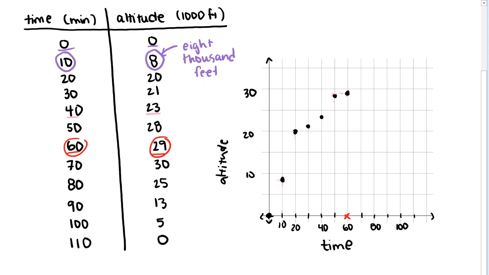I'll keep plotting some more, but I'll go through this next bit a little bit quicker. So at 70 minutes into the flight, we're at an altitude of 30,000 feet. 80 minutes into the flight, we're at 25,000 feet. 90 minutes into the flight, we're at 13,000 feet, so 13 would be about here. And then at 100, we're 5,000 feet in the air, and then at 110 minutes into the flight, we're at 0 feet in the air. So these are the pieces of information we have on our table, but in a graphical format.